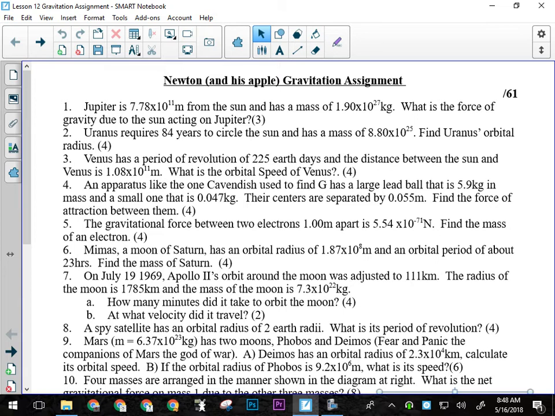Number four is asking about an apparatus like Cavendish's. Remember, Cavendish had the torsion balance. It had the two lead spheres that were fixed, and then it had the two little pith spheres that would be attracted to them due to the force of gravity. It allowed them to calculate the universal gravitational constant. It's just saying you have a setup like that. Here are the masses involved. Calculate the gravitational force between them.